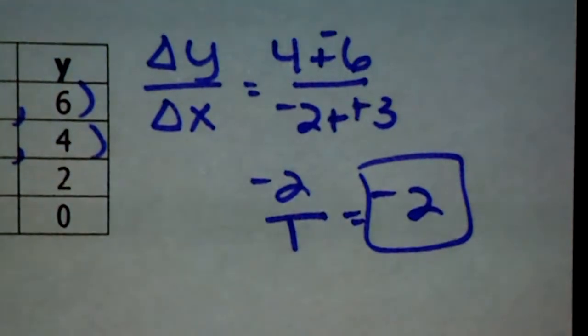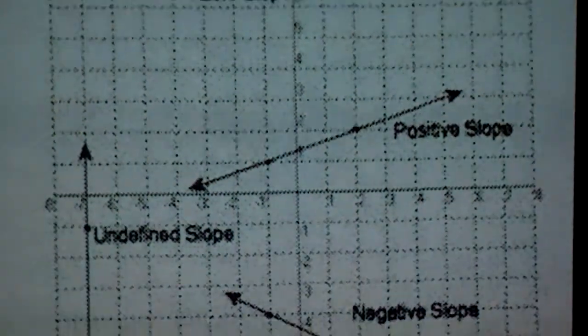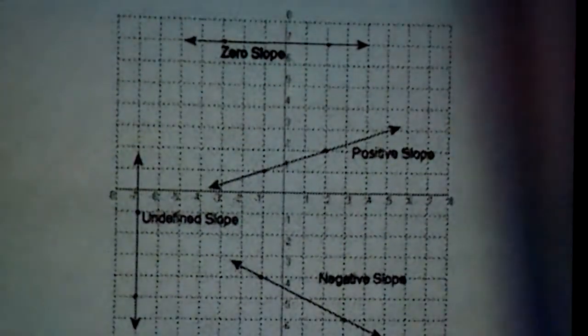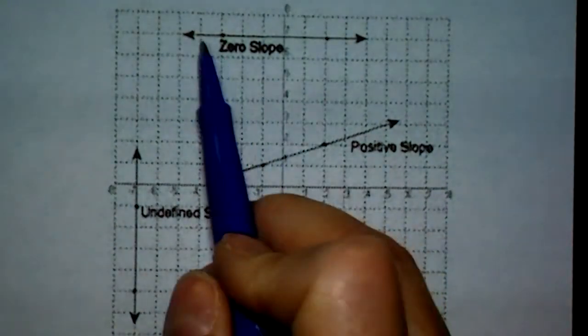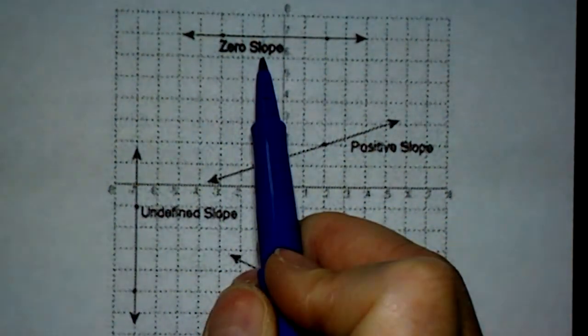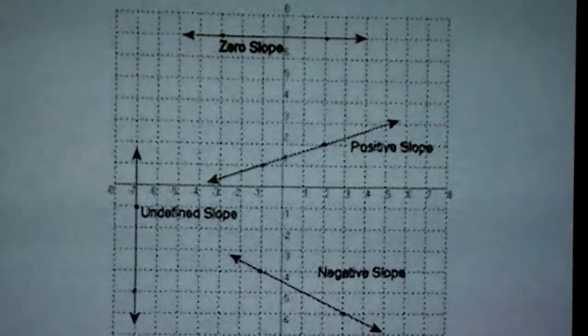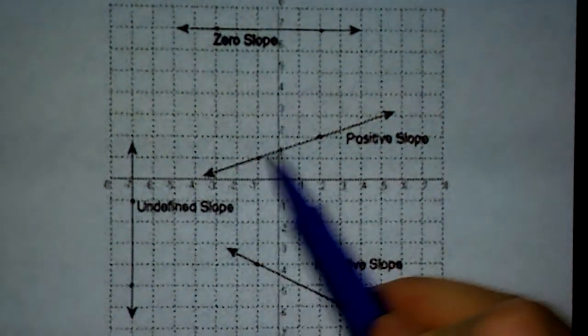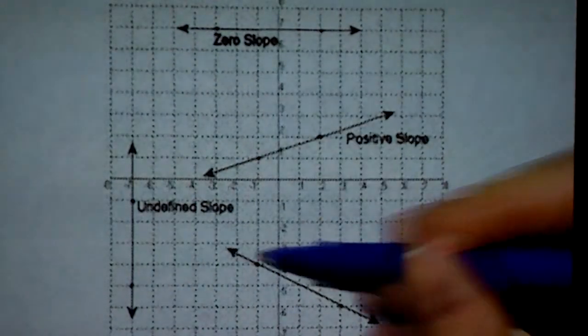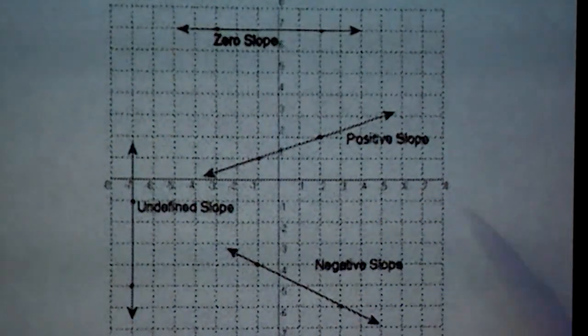Alright, so in summary here, if you're looking at a graph, I found this little picture. It's a little bit kind of blurry, but hopefully on your paper it's a little better. If you see a horizontal line, that means the slope is 0. If you see a vertical line, that's the one where it's undefined. A number that's going up to the right has a positive slope. A number that's going down to the right has a negative slope.